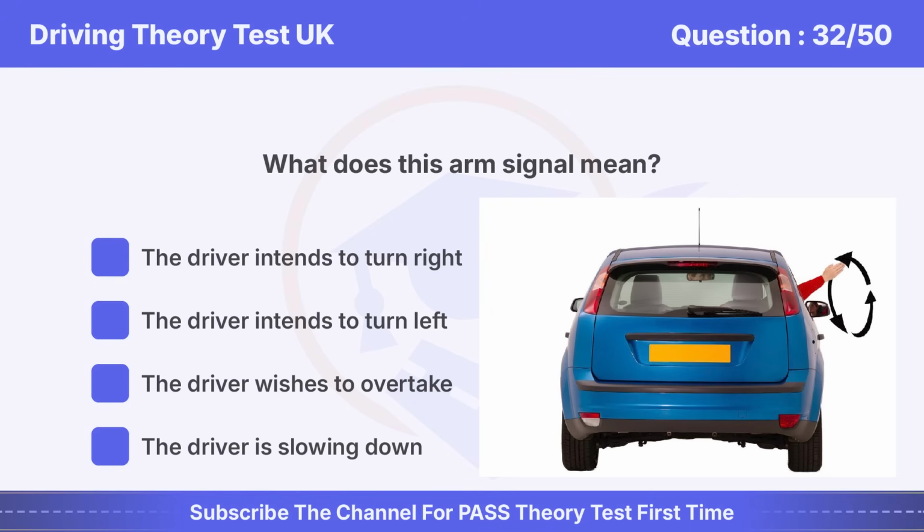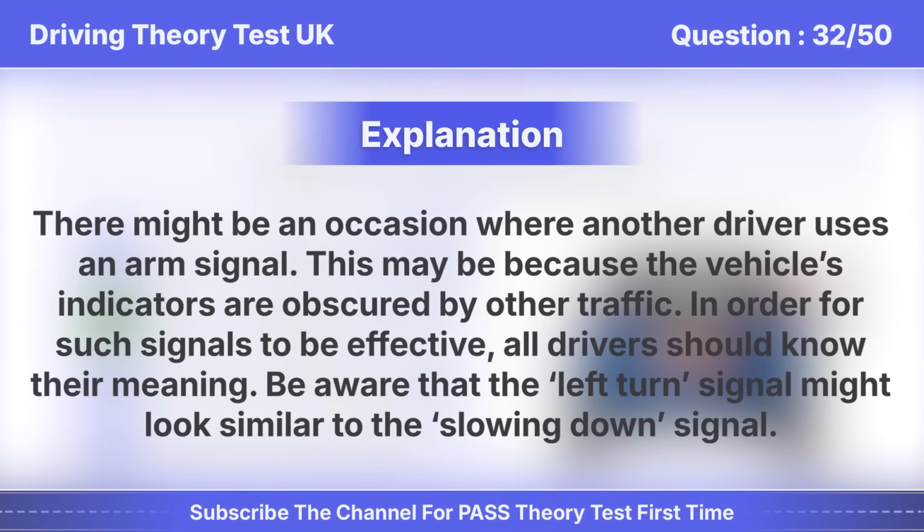Question 32. What does this arm signal mean? Answer is B. The driver intends to turn left. There might be an occasion where another driver uses an arm signal. This may be because the vehicle's indicators are obscured by other traffic. In order for such signals to be effective, all drivers should know their meaning. Be aware that the left turn signal might look similar to the slowing down signal.